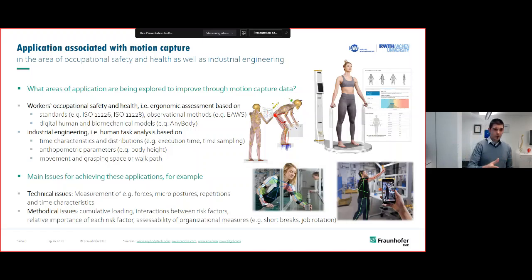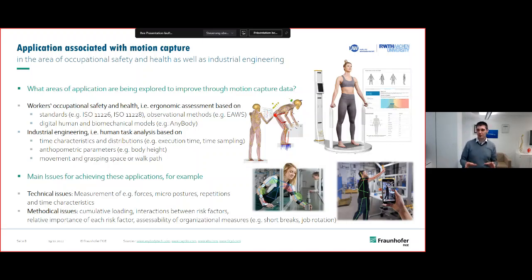In the part of so-called industrial engineering, of course, human task analysis based on the motion capture data is important. So time characteristics, distributions, anthropometric parameters, movement and grasping spaces or walk paths, you could analyze with motion capture. Of course, there are a lot of issues, and Maria Pia talked about that, so I will skip the technical issues.